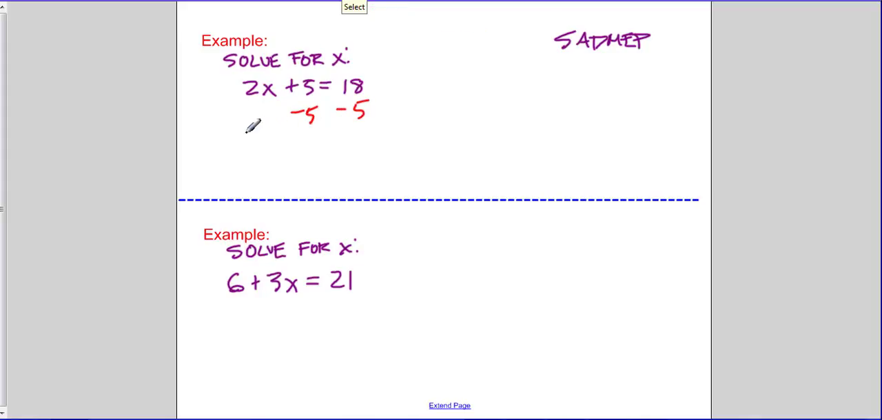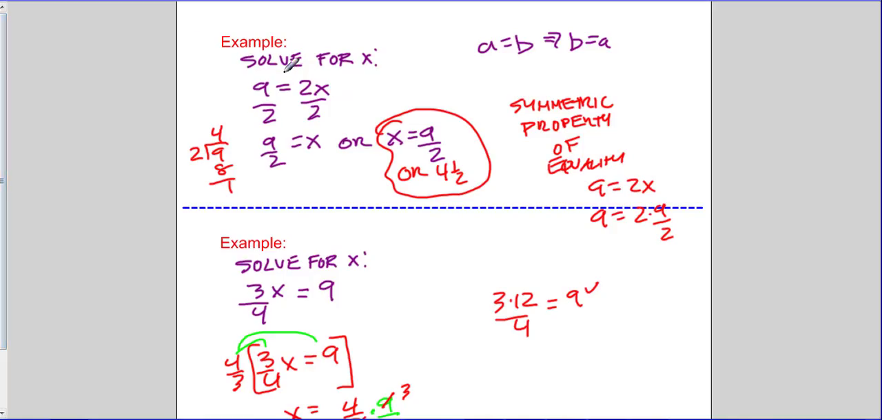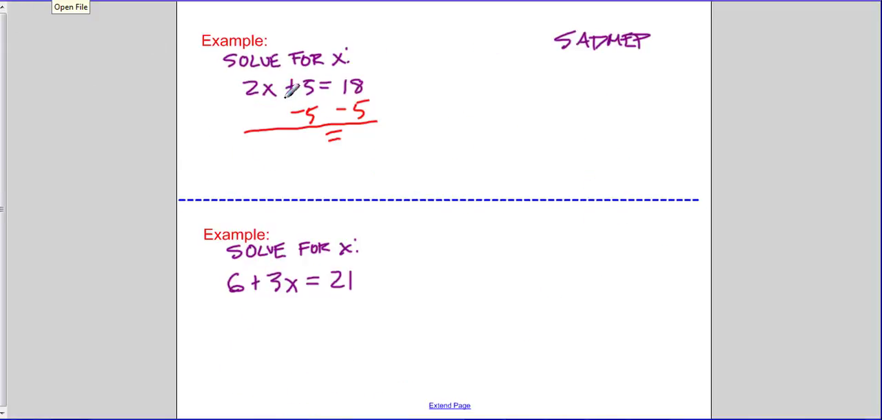I also want you to notice that I keep my equal signs lined up. In all these questions I've been doing, my equal signs have been lined up, and that's what I want you to do. So now bring down 2x. 5 minus 5 is 0. You don't have to write anything there because you don't need to put anything for 0. And 18 minus 5 is 13. So now I have 2x equals 13.